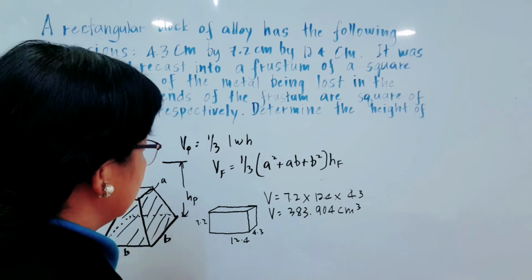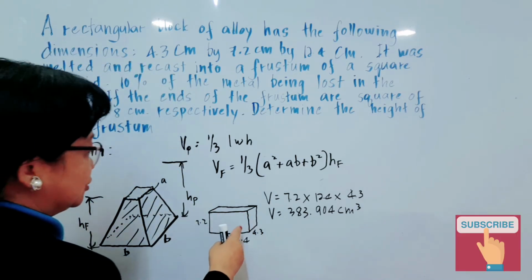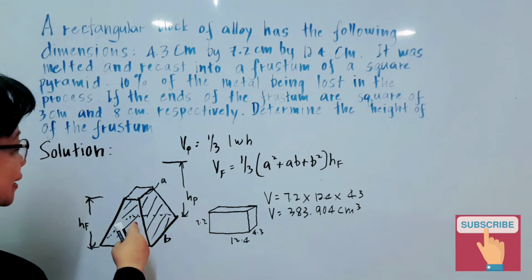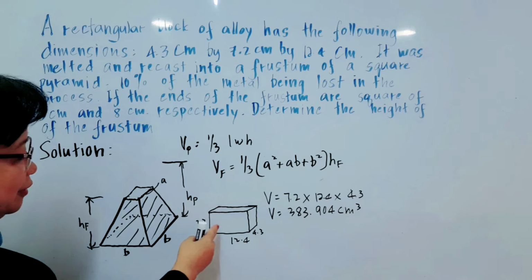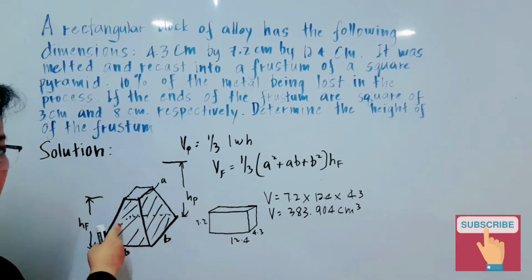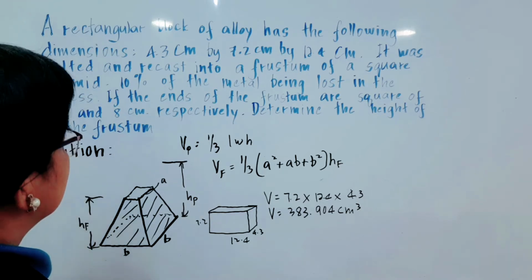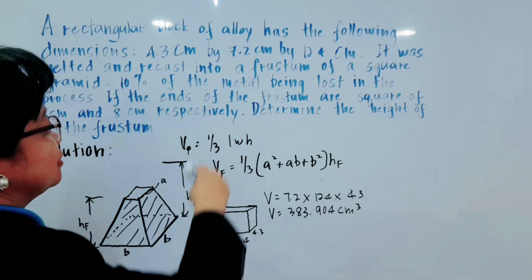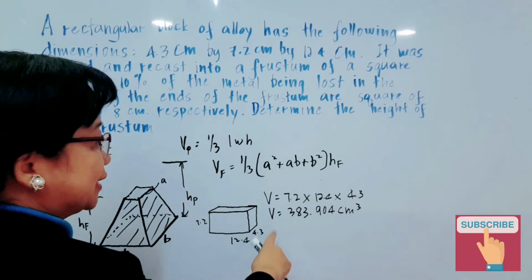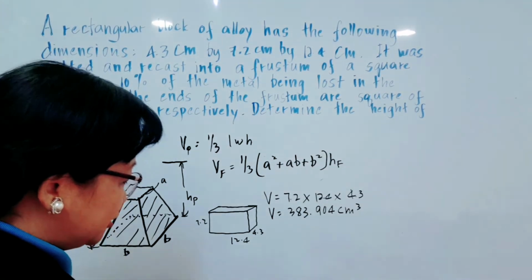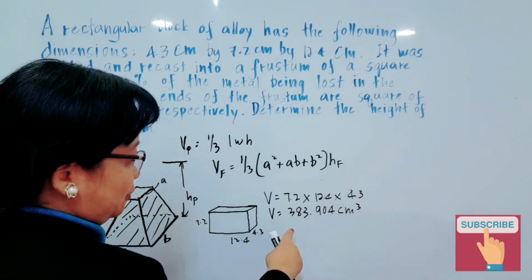Now, why do we solve the volume of the metal block? Because when it is melted, we are making the frustum of a square pyramid. So the volume of this one will be equal to the volume of the frustum of a square pyramid. But it is stated here that 10% of the metal is lost in the process. That means the volume becomes less. So the new volume will be minus 10% of the original volume.